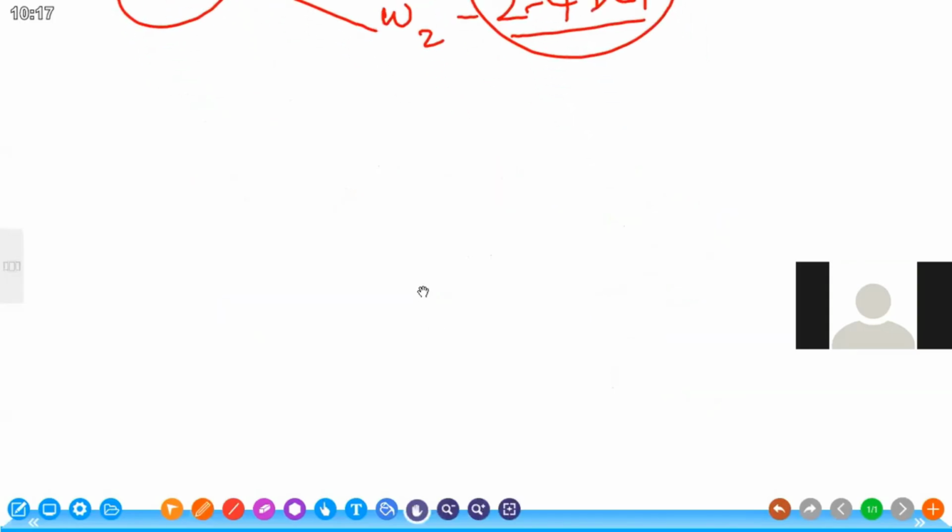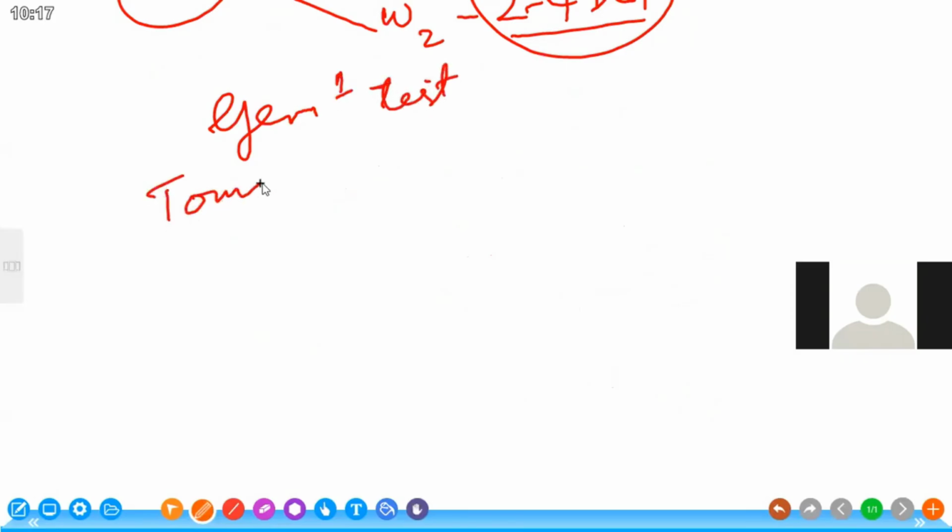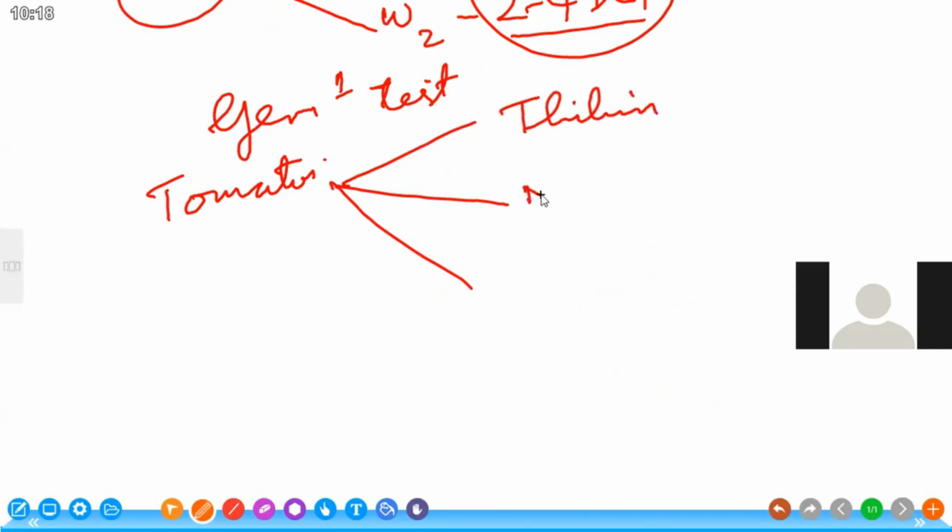Now let's say I'm going to do a germination test. I have tomato. Tell me some varieties, 3 varieties. Tilina, Maglo. Give me one more variety. Roma. D R Roma. Right. Okay.